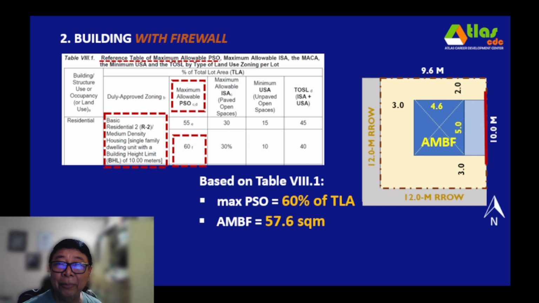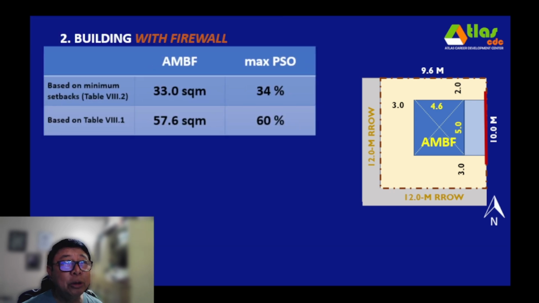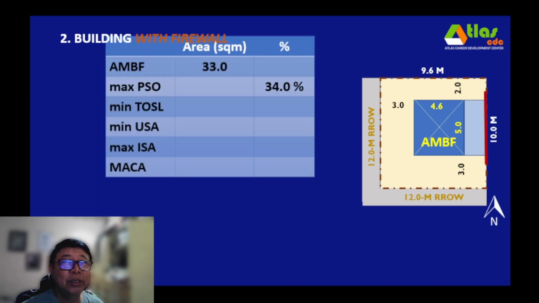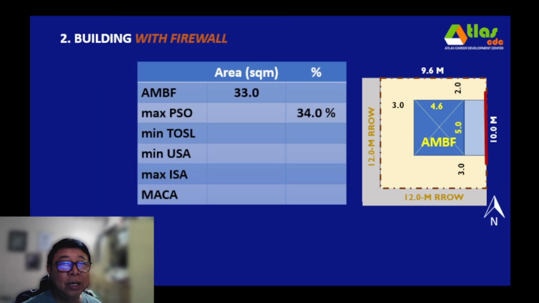57.6 square meters. So we are going to compare again, because accordingly you have to get the most stringent between the different values of the AMBF or the maximum PSO. And so if we compare the values based on table 8.2 and table 8.1, our most stringent is based on table 8.2, which is the minimum setbacks. So we now have this final value for the AMBF and the maximum PSO, 33 square meters, 34%.